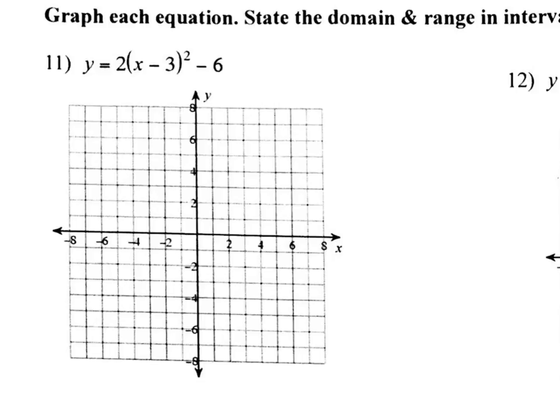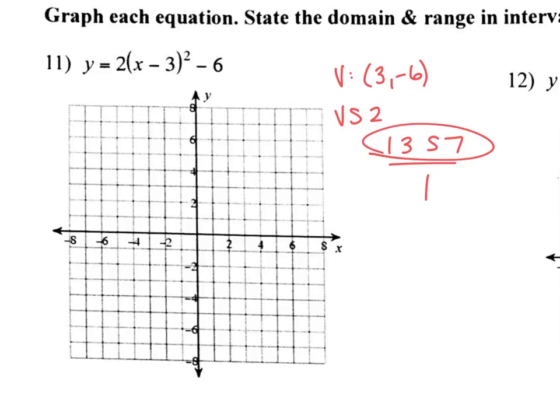This is in vertex form. The first thing we want to do is name the vertex. Inside's the opposite, outside's the same. And then we know the 2 out there is going to be a vertical stretch of 2. So for my 1, 3, 5, 7 over 1, vertical is rise. That's going to change this top set by 2. So I'm going to start at 3, negative 6. Instead of rising 1, I'm going to rise 2, run 1, rise 6 (1, 2, 3, 4, 5, 6), run 1. And if I had room, I'd rise 10 next, run 1.